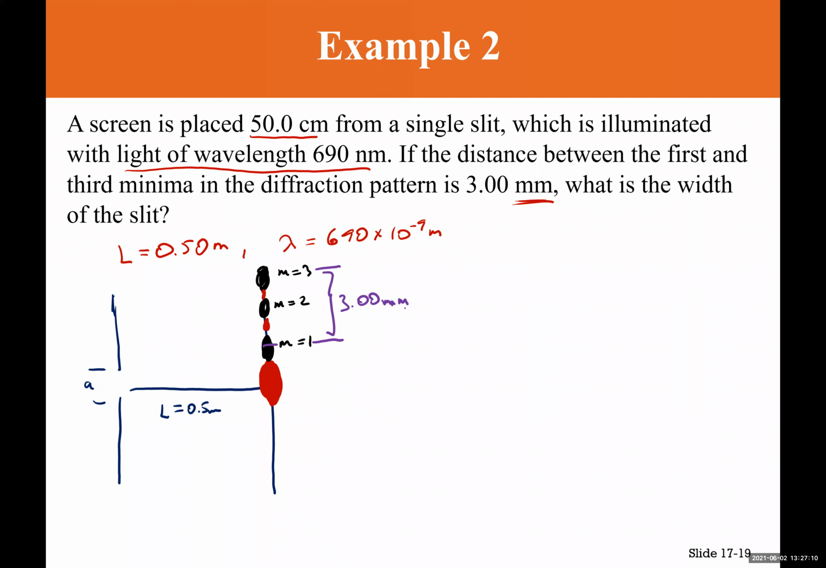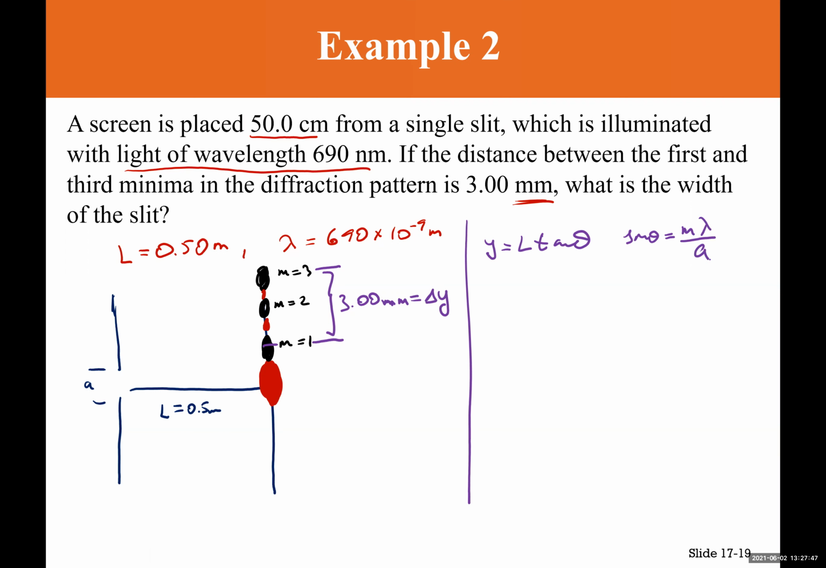Okay. All right. So then, we can say that, let's say, our delta y, where this is y3 minus y1, basically. All right. So from here, what we do is we look at it in terms of y equals L tangent of theta. Okay. And y equals L tangent of theta. And then this will be sine of theta equals m lambda over a.